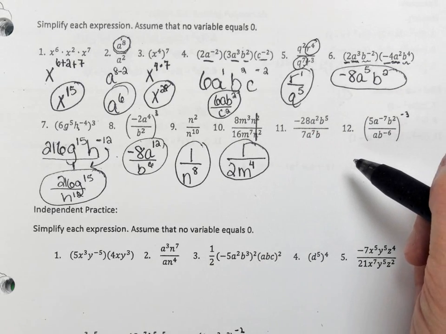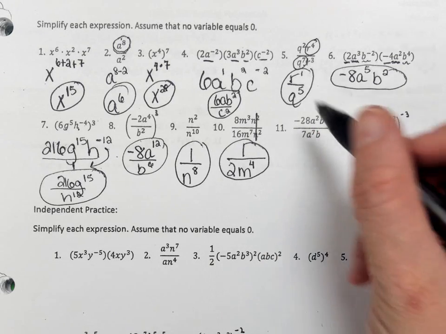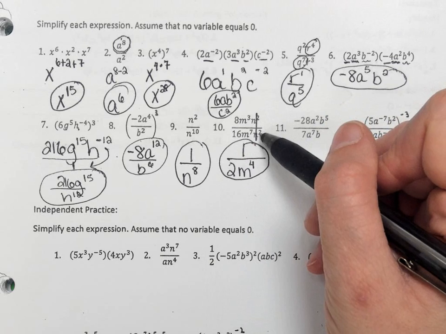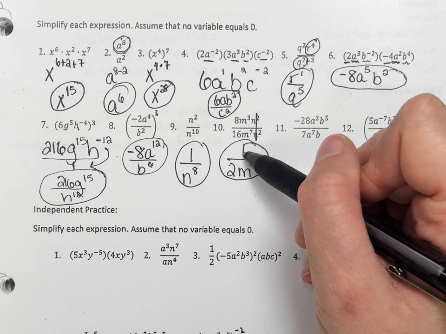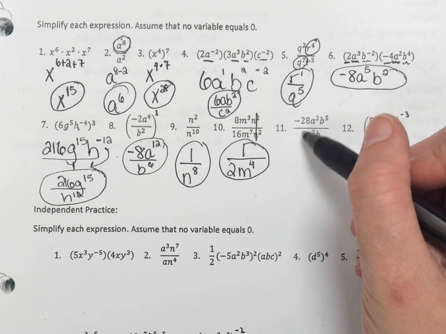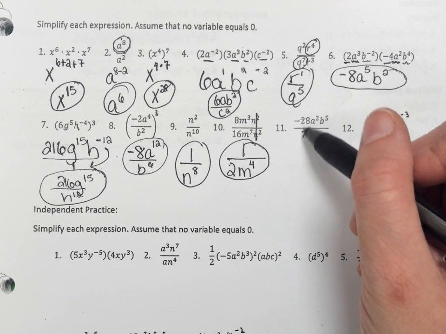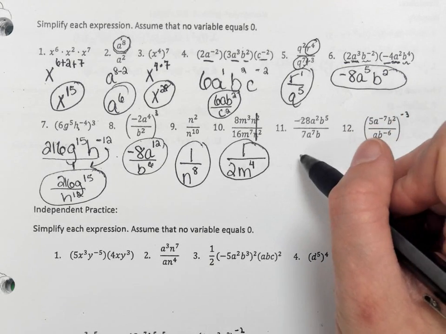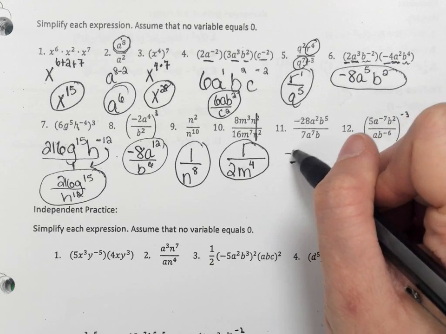2 minus 2 is 0. Anything to the 0 power is 1, and it goes on the top. All right. Negative 28 divided by 7. Negative 4. Where's it go? Top. Perfect.